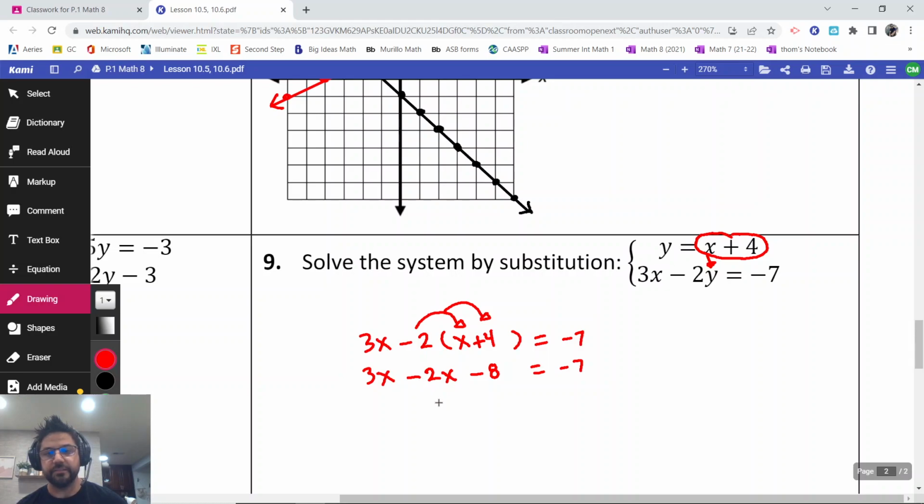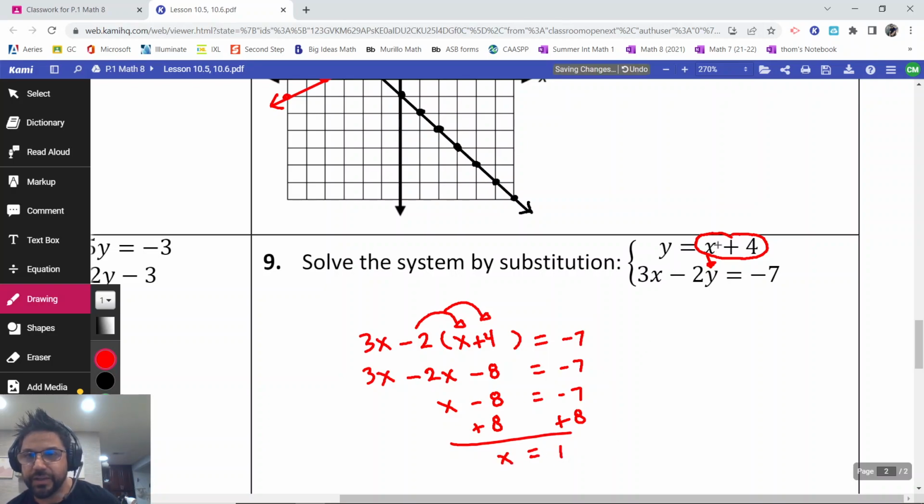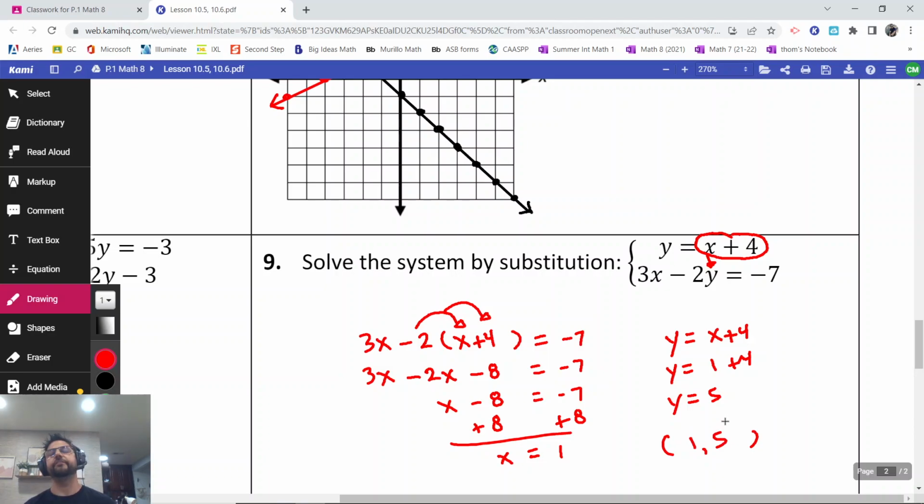3x subtract 2x, thankfully that's just a nice x. We're going to add 8. So x is going to be equal to positive 1. And the nice thing is, most of you can just look at that, but if you need to, you'd bring it down here and say, okay, if x is positive 1, then we know 1 plus 4 is 5. Remember your answer, 1, 5. A lot of you did very, very well with substitution.